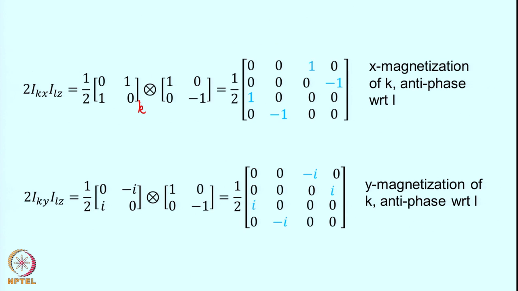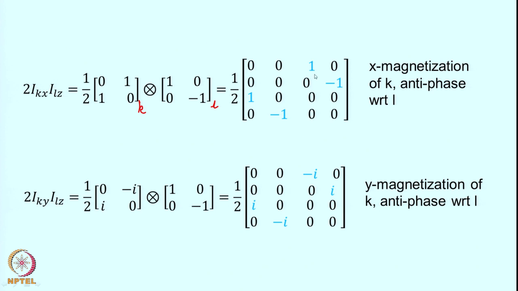If this is the k spin and this is the l spin, we have the direct product of the k spin and the l spin. The x operator is 0 1 1 0 and the z operator for the single spin is 1 0 0 minus 1. Now, to generate a 4 by 4 matrix, we have to take the direct product of these 2 matrices. At the place where there is a 1, I get this entire matrix here, 1 0 0 minus 1. Here again where there is 1, I get 1 0 0 minus 1 and the other 4 elements will be 0, because you have a 0 here and a 0 here. You multiply 0 by this entire matrix, you get 0 here and a 0 there.